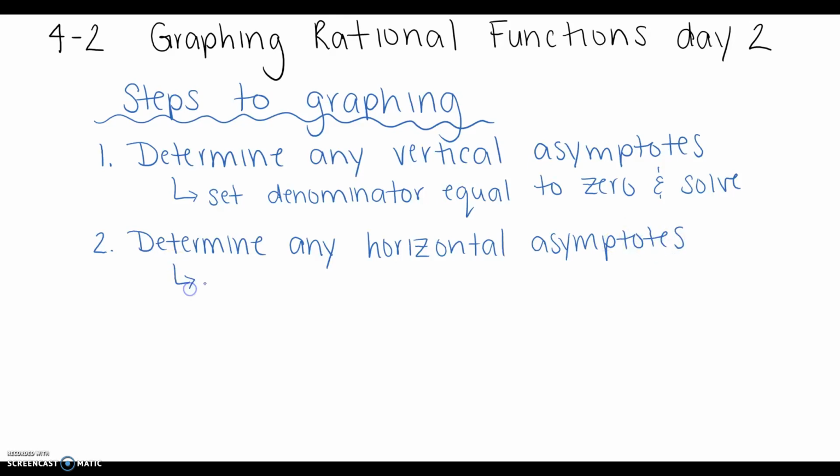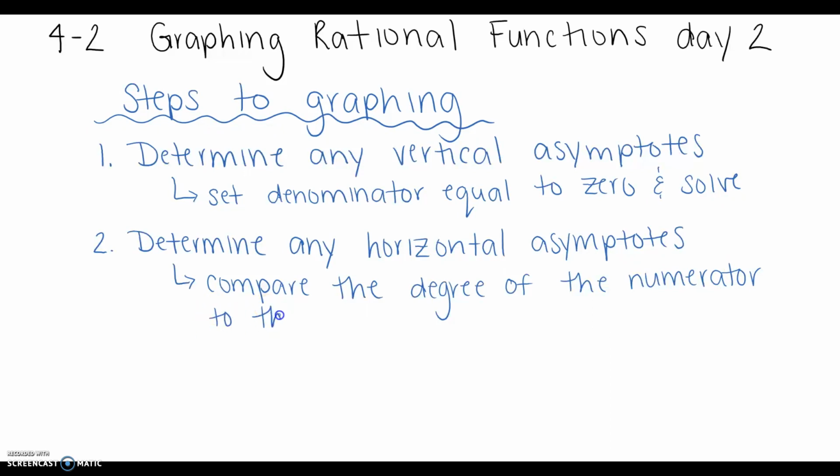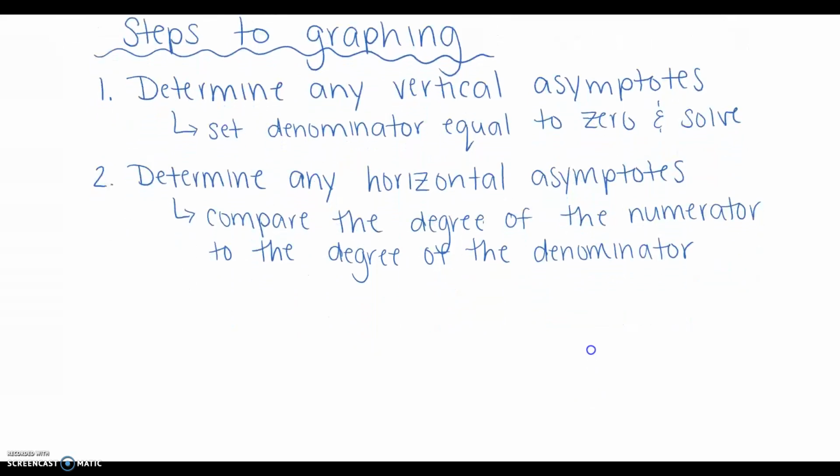So to determine your horizontal asymptotes, remember you need to compare the degree of the numerator to the degree of the denominator. And then remember the 3 different situations.